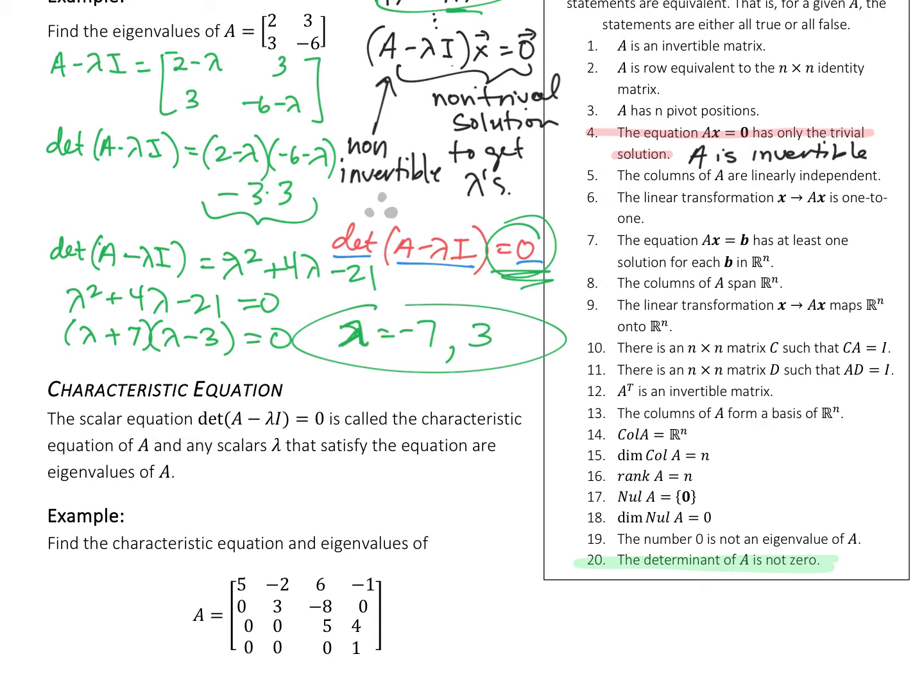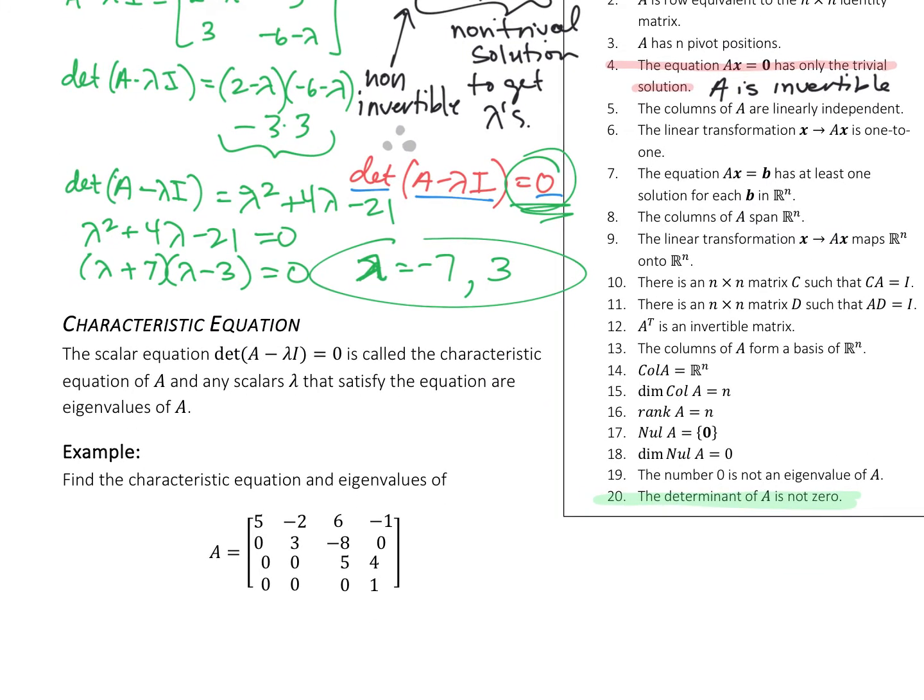Okay, so that's it. What we get when we find the determinant and set it equal to 0, we call this the characteristic equation. So for this particular matrix, lambda squared plus 4 lambda minus 21 equals 0 is called the characteristic equation. Now you'll notice, in this case, A was a 2 by 2 matrix, and I got a characteristic equation that was a polynomial, right? So the degree of our characteristic equation was 2.